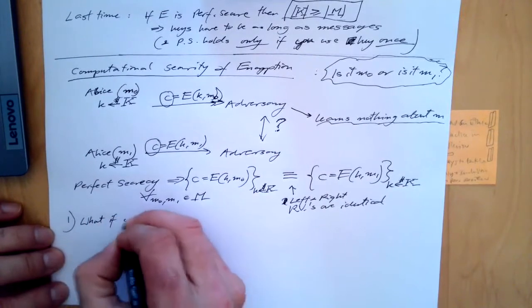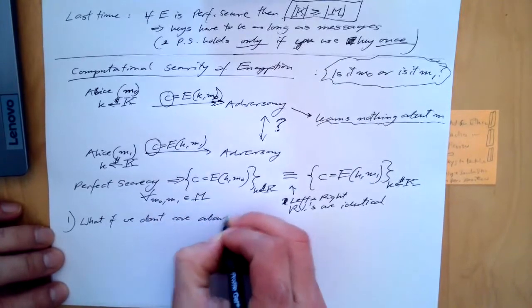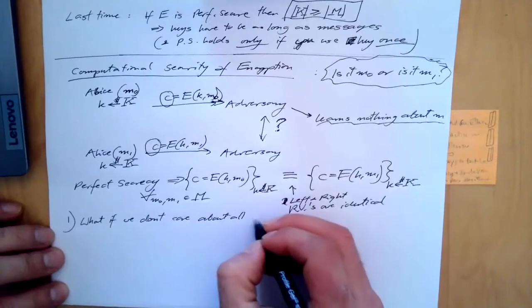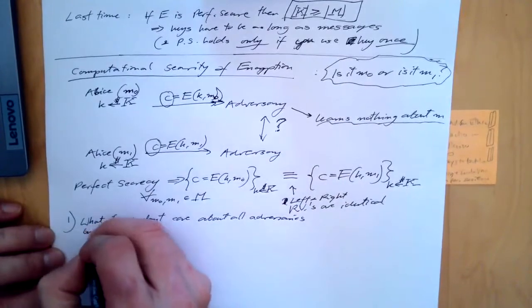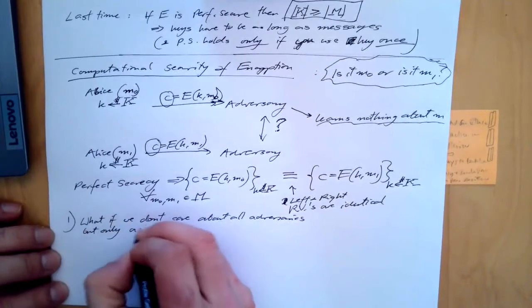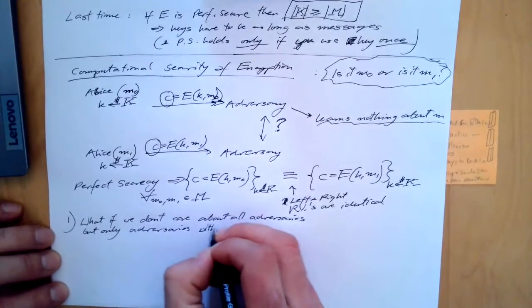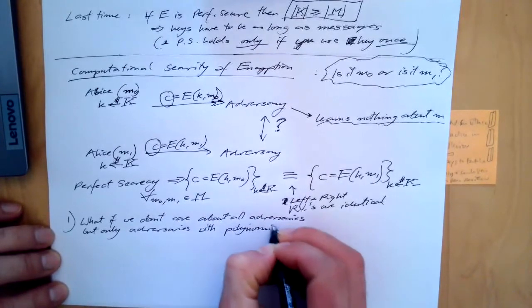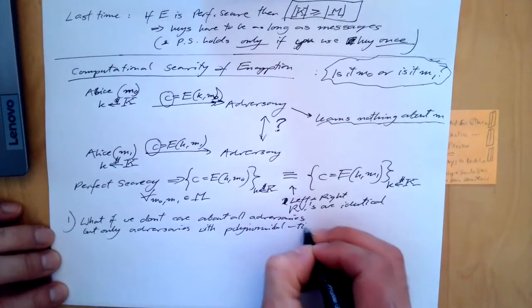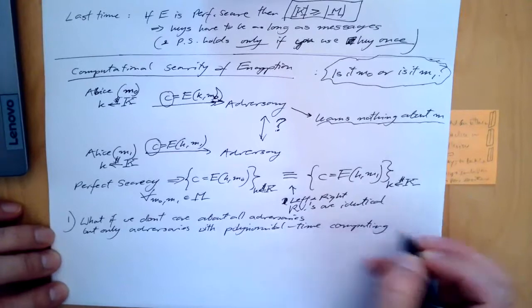What if we don't care about all adversaries, but only adversaries with polynomial time computing power. Sorry, Professor.